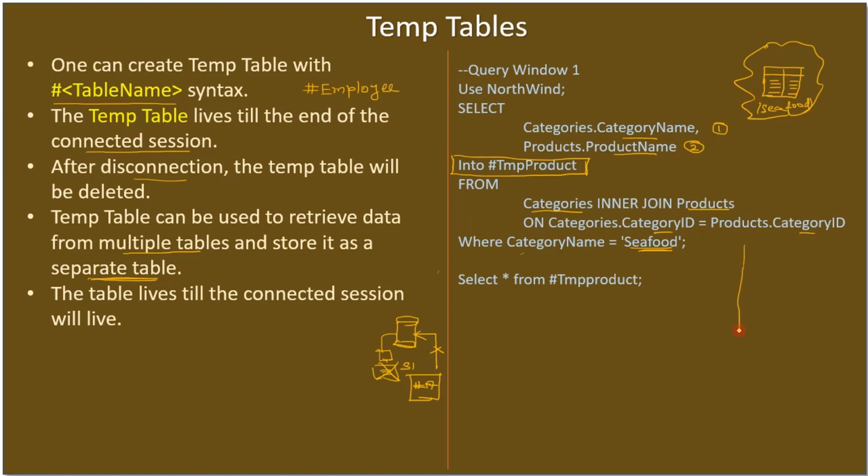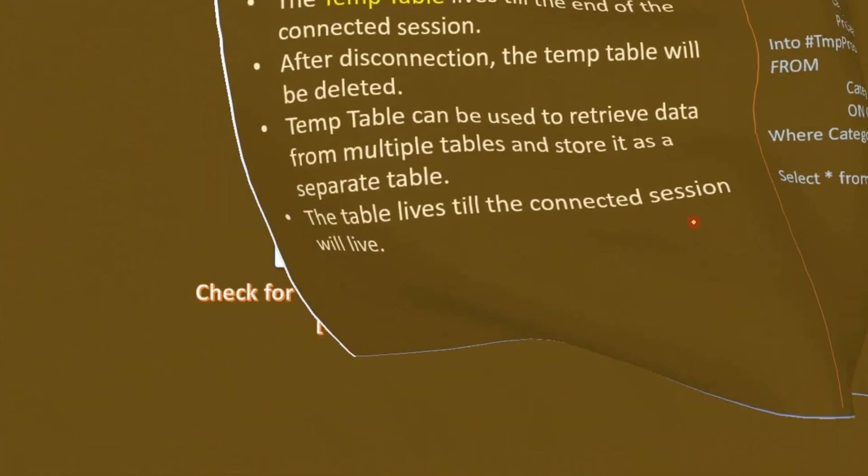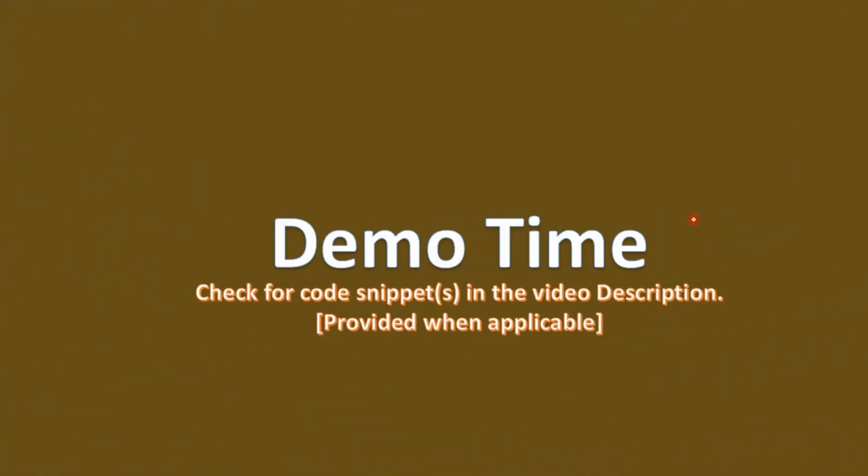we can pull data from here anytime in the script. If a script runs for a long time and there are other logics, whenever you want, you can pick data from this temp table. Here, we are simply making use of this temp table: select star from temp product, which is nothing but these two columns, column 1 and column 2. Alright, now we will go to the demo and see how the temp tables work, and we will also study their lifetime by opening multiple SQL Server sessions.